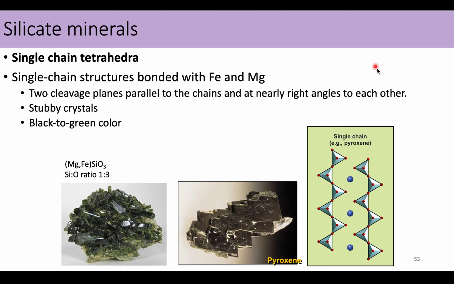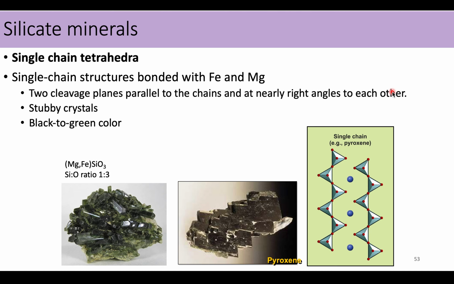The next type of silicate mineral we consider to be the single chain tetrahedra. That means that the tetrahedra are connected in chain-like patterns. Like this diagram over here, we see that it is a single chain of these silicate tetrahedra.